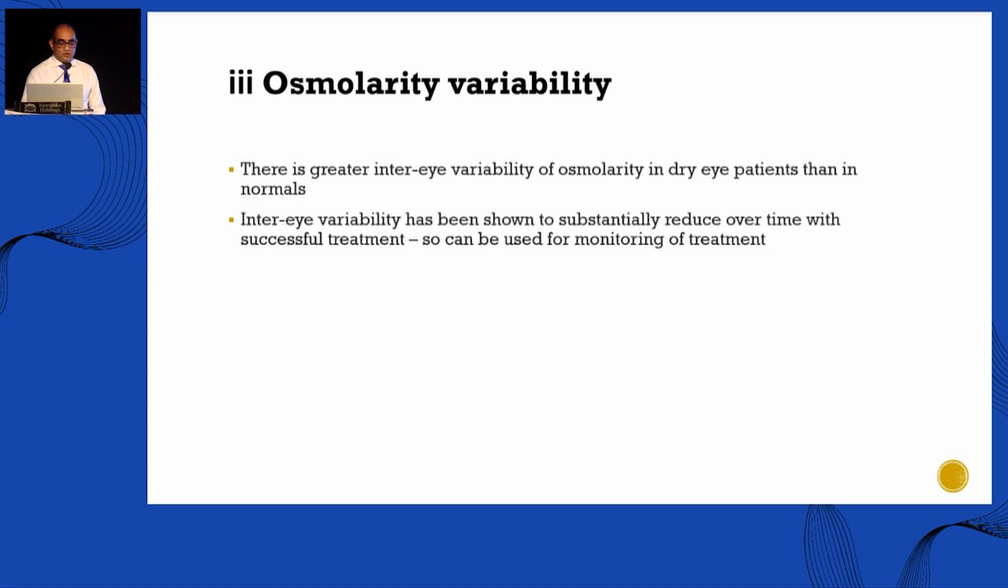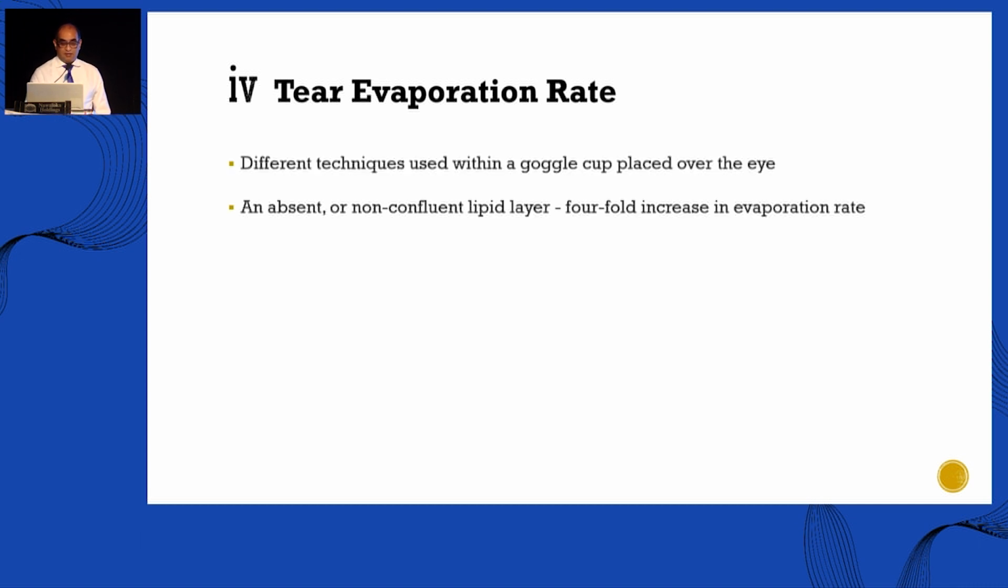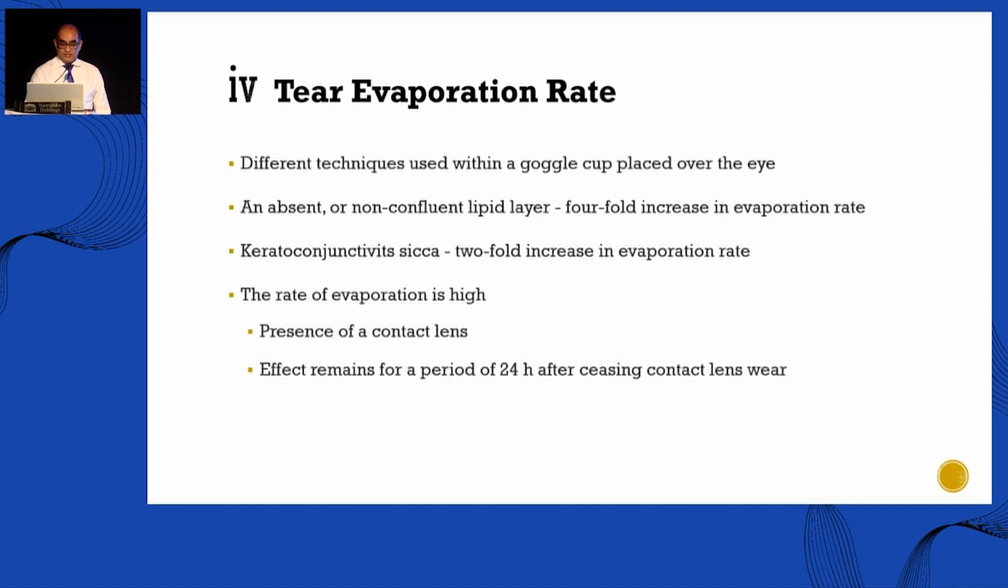And then there's something called osmolarity variability. I will come to how to check the osmolarity, but the osmolarity variability is measured between the two eyes. So if it is more than 8 millimoles per liter variable, then it's considered dry eye. And tear evaporation rate can also be assessed, and I don't want to go into details about that.